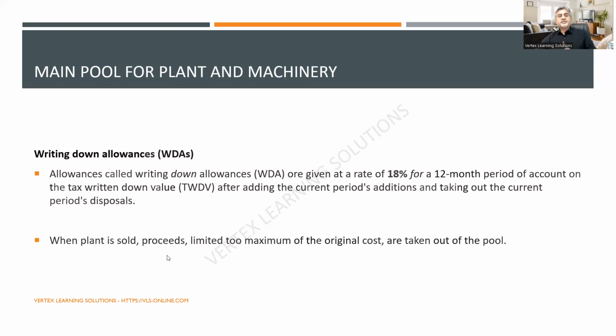When plant is sold, proceeds limited to a maximum of the original cost are taken out of the pool. Yeah, of course. When you sell some equipment, proceeds limited to a maximum of the original cost are taken out of the pool. So if I'm selling the plant and I receive some money, proceeds, I should be decreasing it from the main pool, since these assets are gone. And the maximum you can reduce is the original cost. Of course, more than that I cannot.